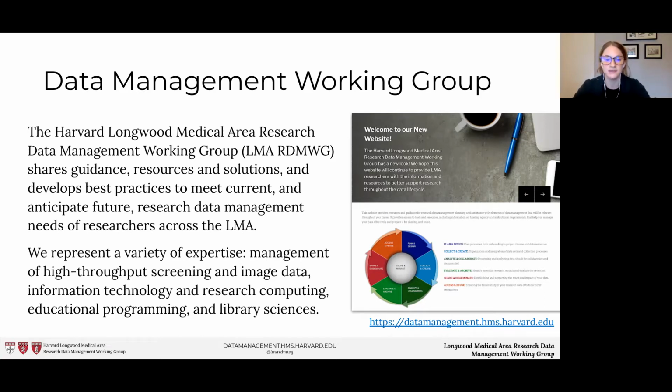We want to remain this grassroots effort across the campus because we feel this helps build an inclusive committee and focus on real work that will help our research community, who usually are connected to many different schools or departments. So our overall mission is to develop recommended practices to meet current and anticipate future research data management needs of researchers across the LMA.